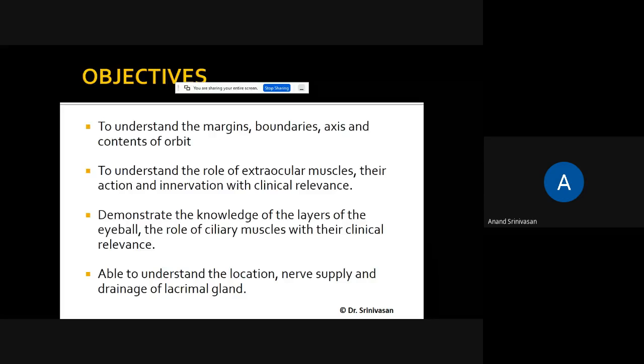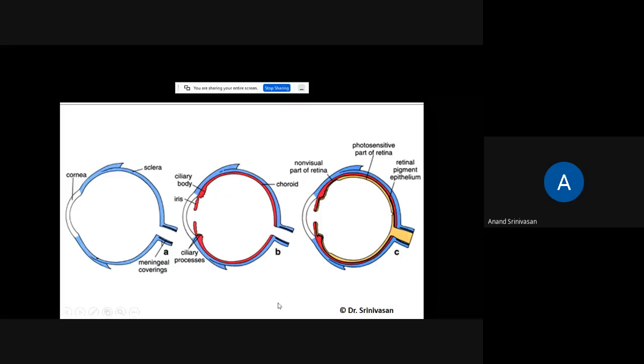And these are your objectives. Here you can see the outermost part of the eye. It's called the sclera, the white colored portion which we see. Here it is blue colored. That's the sclera.